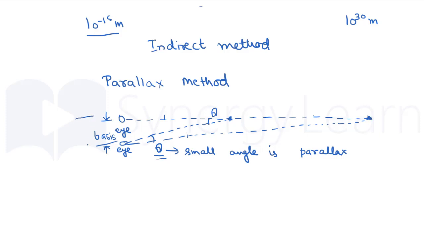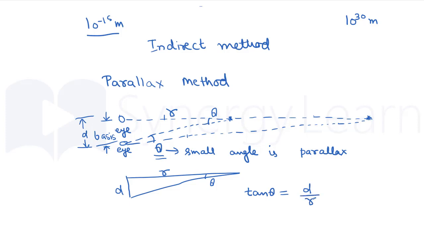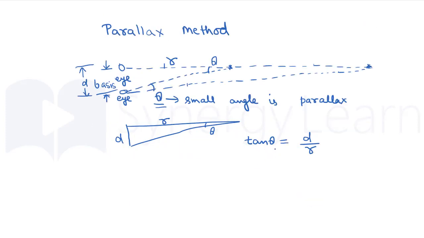Hence the separation between the two points, let's say D, the base length, let this be R, can be related using right angled triangle as tan theta equals D upon R. Now if the angle is very small, which is the case here, then tan theta will be approximately equal to theta and theta will be equal to D by R.